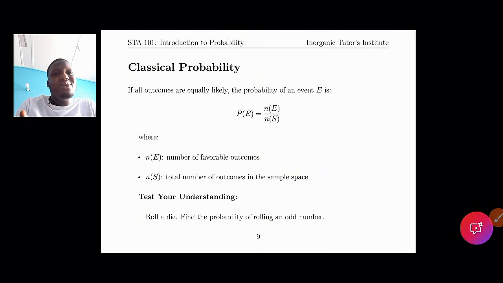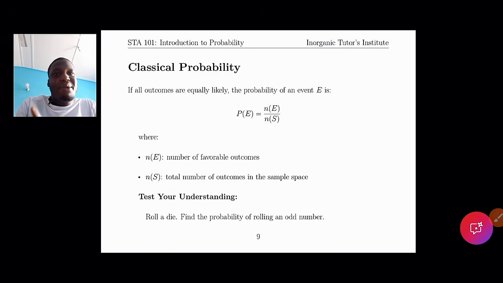So predicting weather cannot be under classical probability, because the outcomes are not equally likely. In any case, one is more likely to happen than the other. I just brought this in to make you understand what I mean by classical and the ones that are not classical. So that's the formula. You just have to know the event and know the number of outcomes or elements in that event.